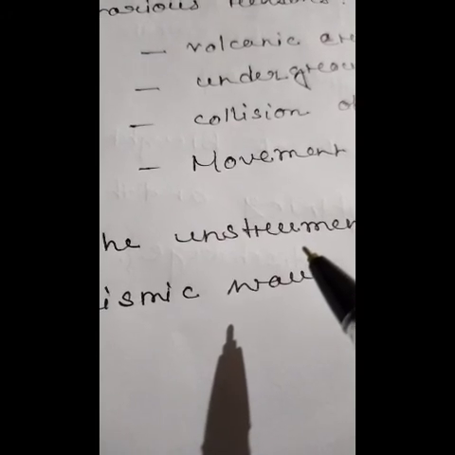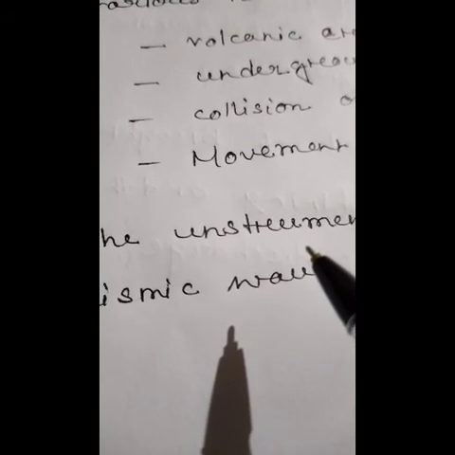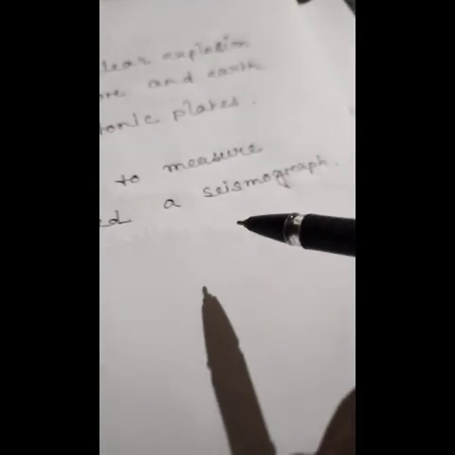All earthquakes are not of the same magnitude. The magnitude depends on the amount of energy released and can be evaluated by the size of the seismic waves. The instrument used to measure seismic waves is called a seismograph.